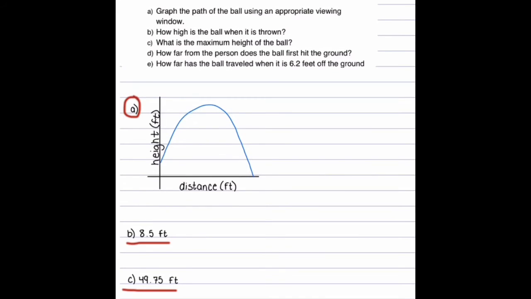For part D, we had to find how far the ball was when it hit the ground from the person, so that would be that point right there, and so I clicked second trace 0 and then did left bound and right bound, and that's how I got the answer of 46.22 feet.